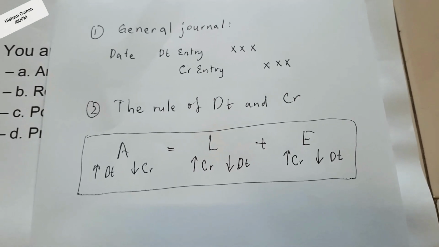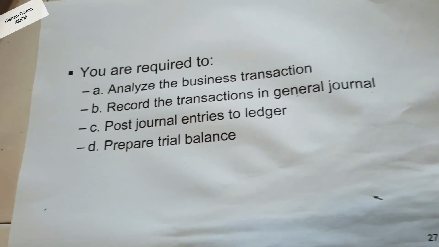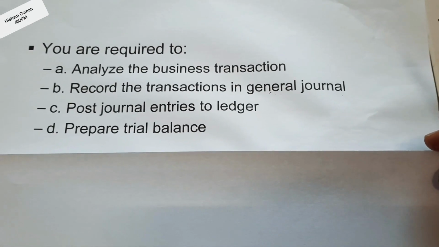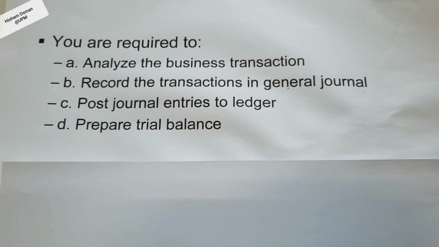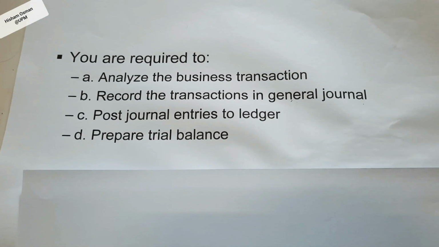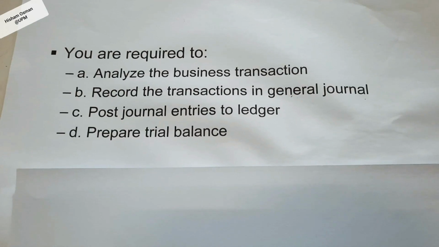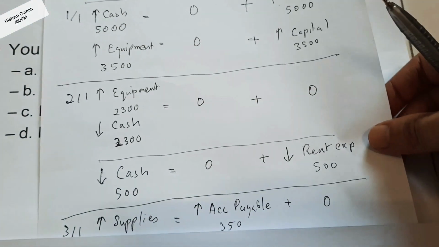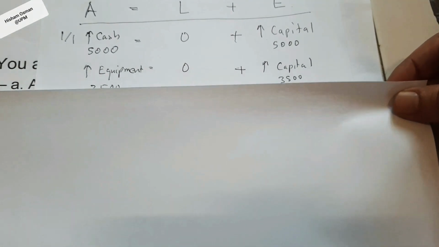Okay, let's see. Now we do question B. To answer question B, you don't have to refer to the business transaction anymore. You refer to step 1 of the accounting cycle, which is the analysis of the transaction. See here, this is the analysis that you have done in question A.